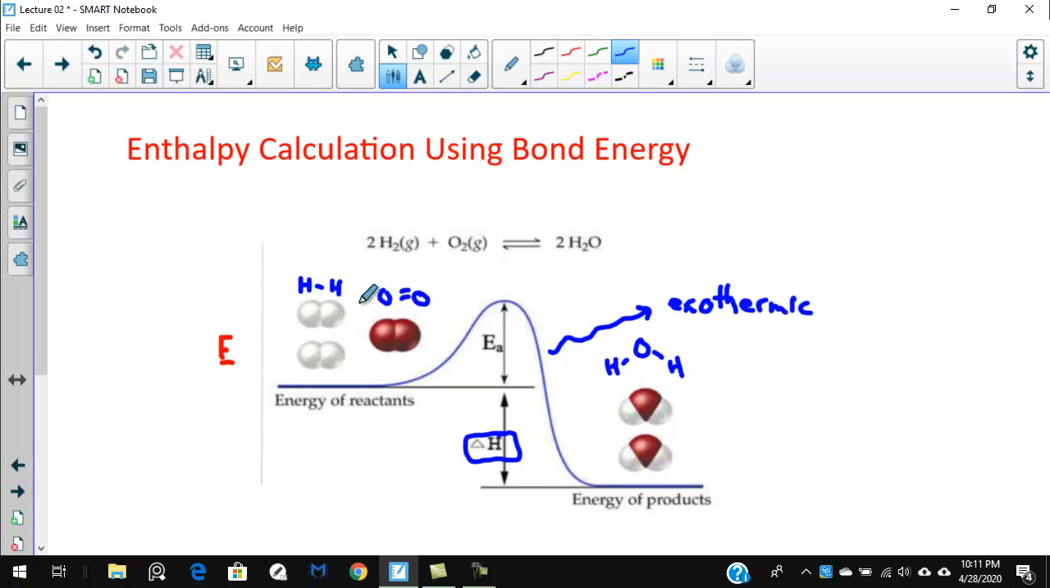Okay, so what we want to do is look at how we use what we know about these bonds to calculate what this change in enthalpy is.